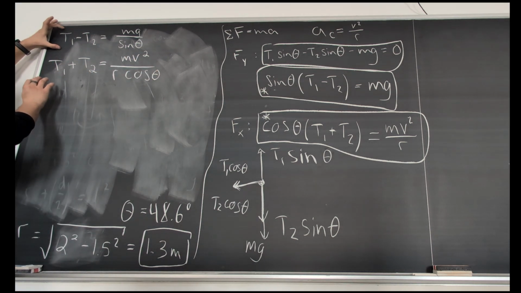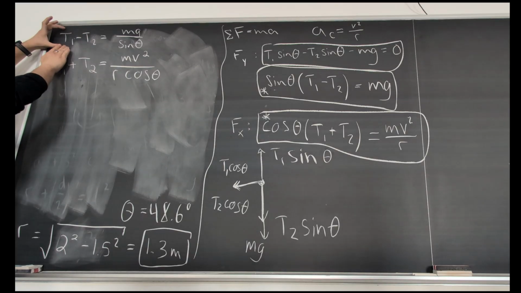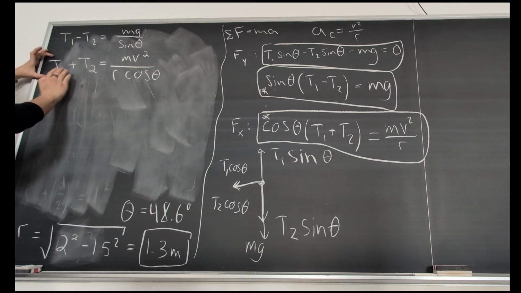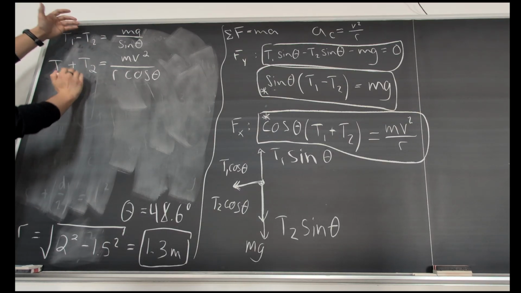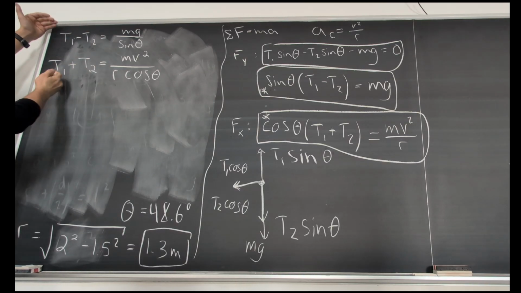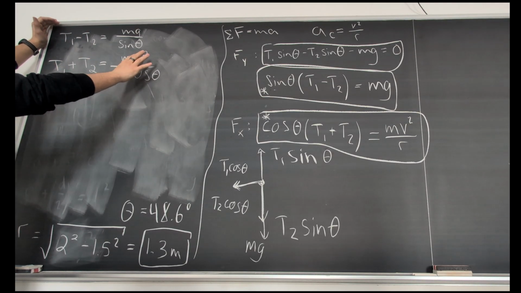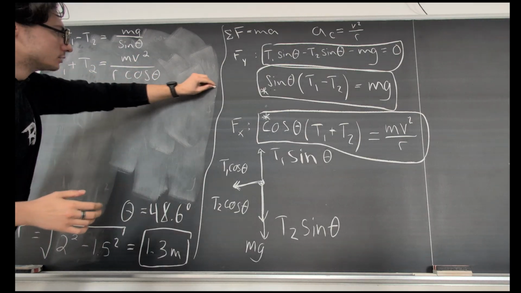If you add this equation to this equation, I have T1 minus T2 plus T1 plus T2. There's a minus T2 and a plus T2, so these cancel. So you eliminate T2 and you isolate for T1. And then you can add stuff on this side. So I'm going to do that.